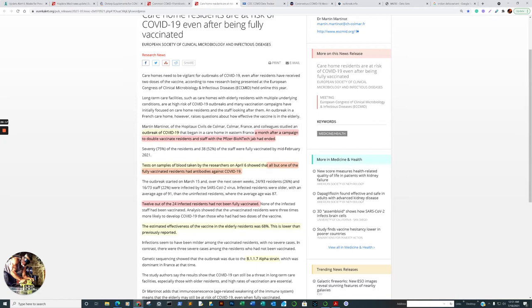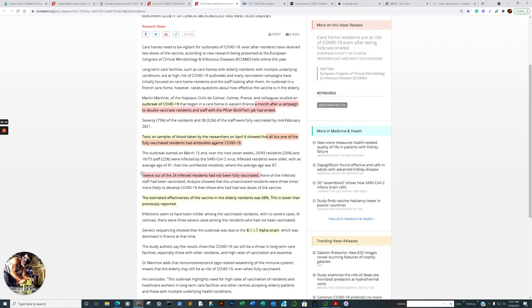Are you ready for this? Now, I want you to read through this carefully. Here we go. 12 of the 24 infected, so what's that? 50% had not been fully vaccinated. So 12 had been fully vaccinated, 12 had not been fully vaccinated, and they all became infected. All right, so here we go. And you got obviously some other things in reference to the staff itself.